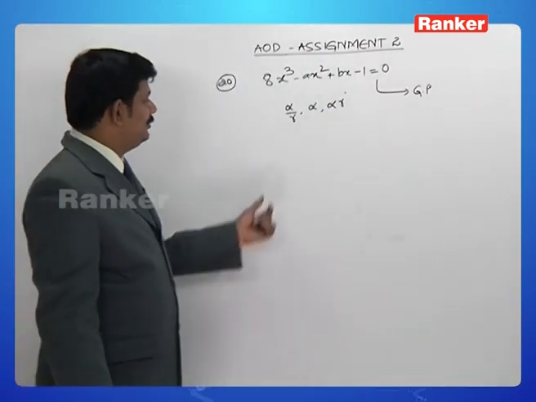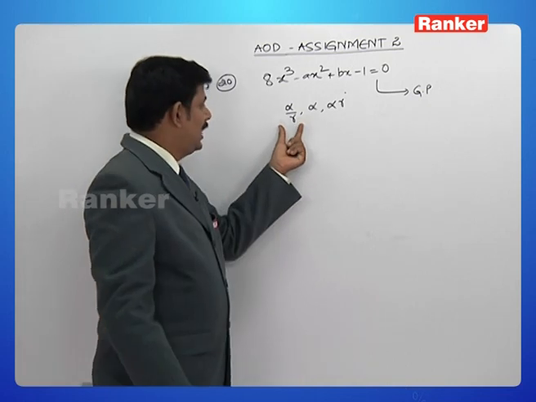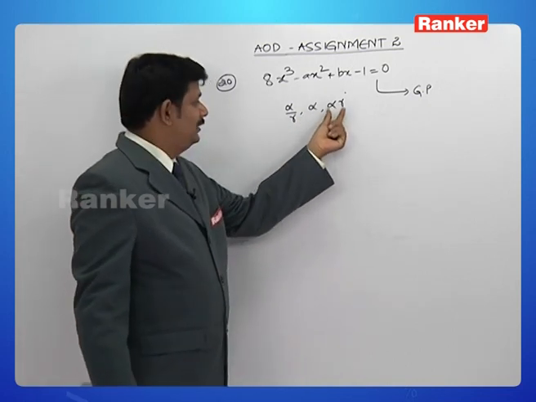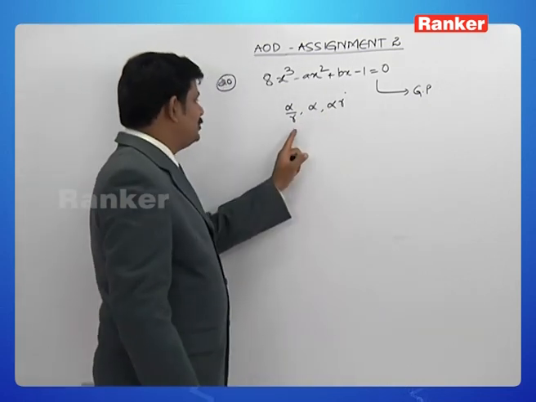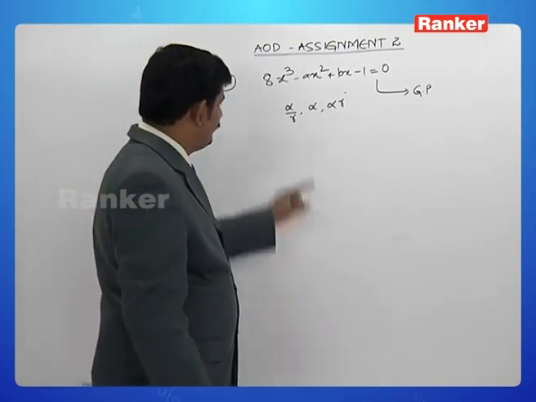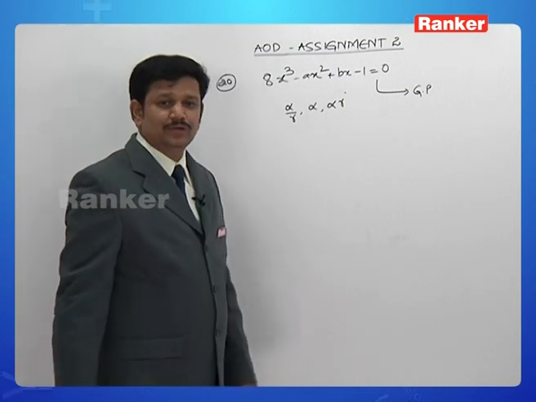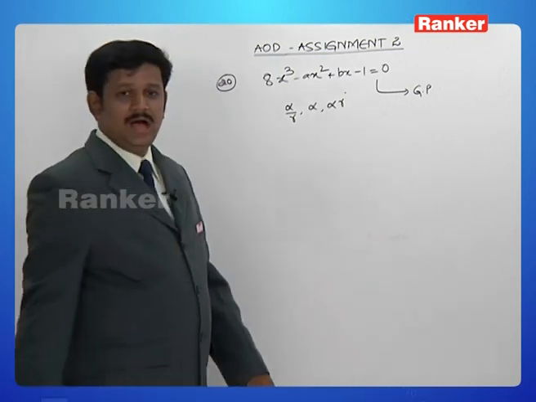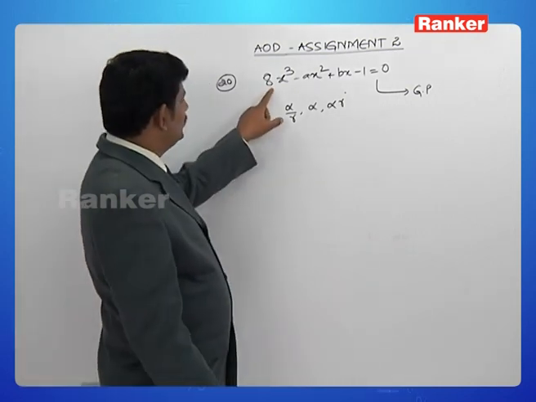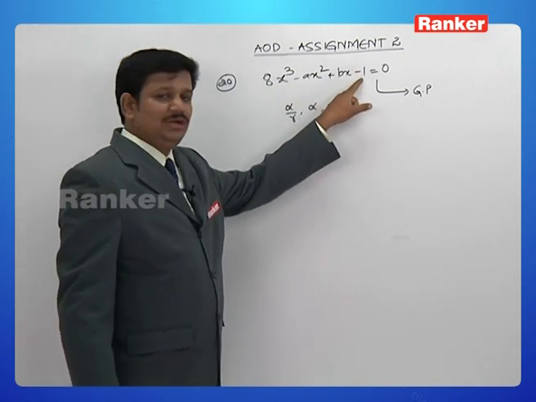3 numbers in GP, we can always assume them as alpha by r, alpha and alpha r. Now observe the product of these 3 numbers, r and r get cancelled. Product of the roots is alpha cube. And from the equation, product of the roots is minus of constant term.